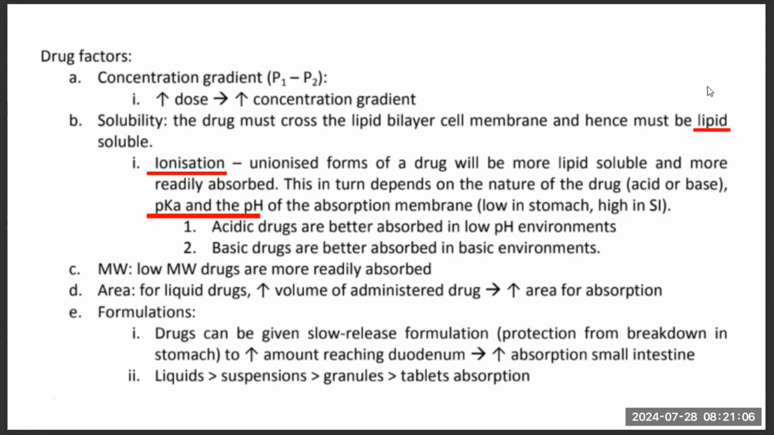Therefore, your acid drugs are better absorbed in a low pH environment. MCQ. You don't have to memorize. Basic drugs are better absorbed in a basic environment. For example, you've got aspirin. Aspirin is acidic. So therefore, it will get highly absorbed in the stomach, but not in the small intestine. Understand? So the converse is true.